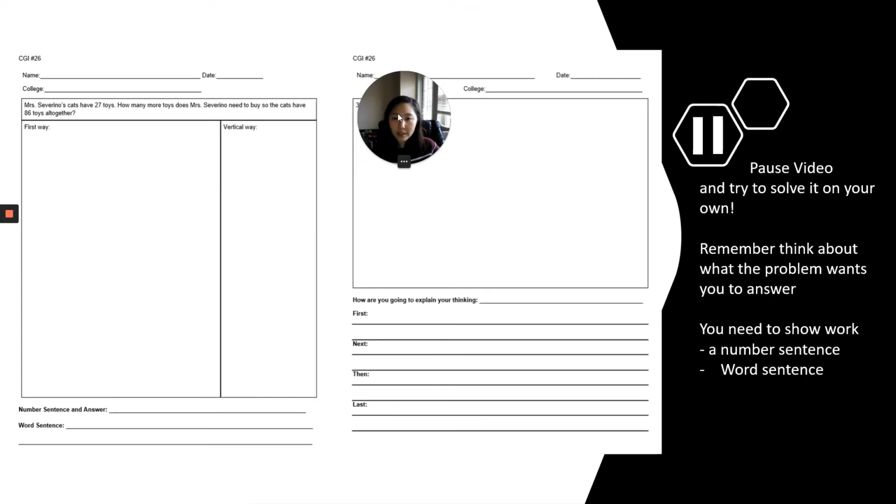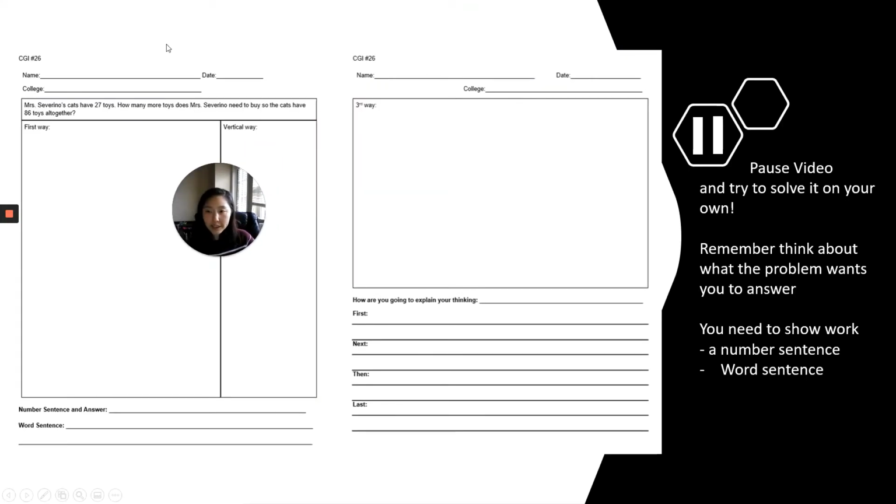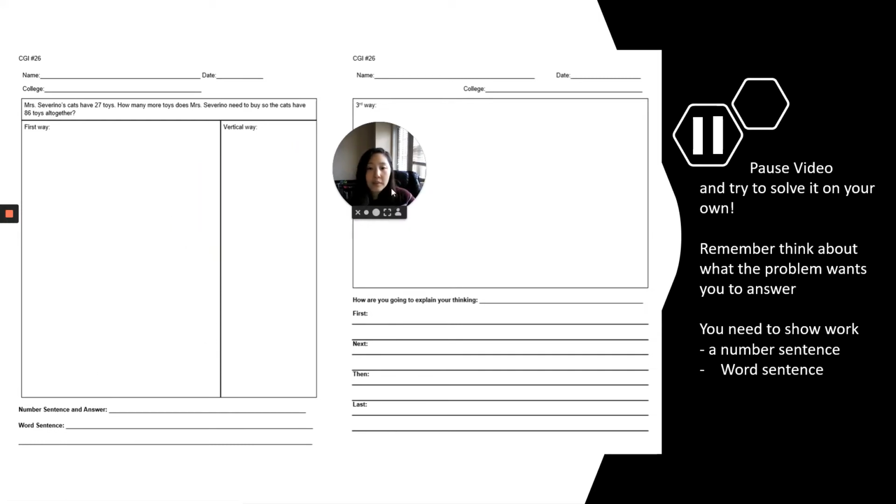So right here on this page, this all needs to be done, including your name, date, college. Everything should be boxed, circled, and underlined right here. Your first way and your vertical way should be completed. Sometimes you can't really do a vertical way, but I still want you to have a secondary way. Number sentence and answer word sentence should all be filled out before you watch my videos of how I solve. This page can be done after. My third way, if you found a different way that you found was very interesting or to your liking, that's the one that you're putting here out of my 3 ways.